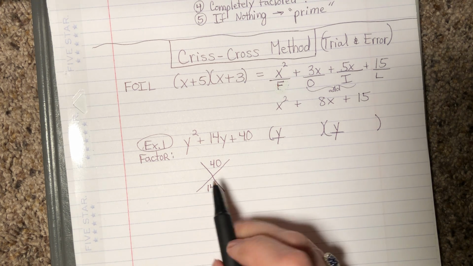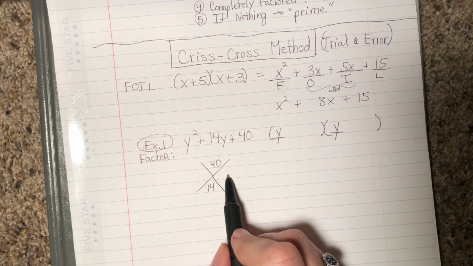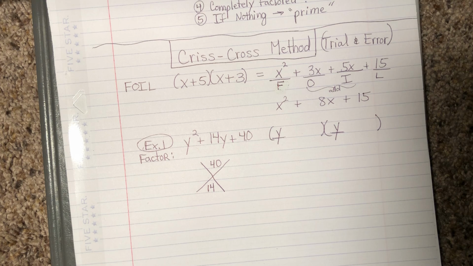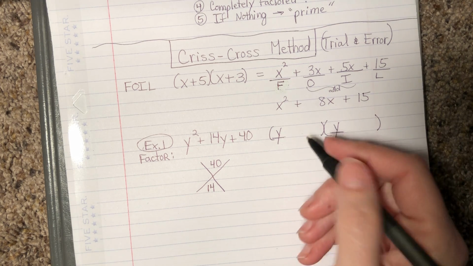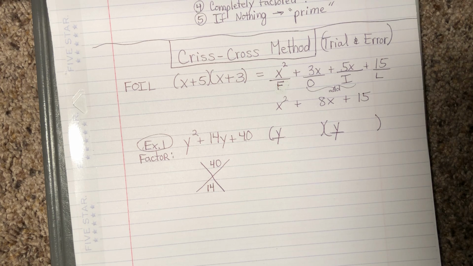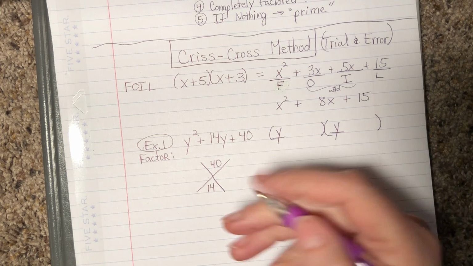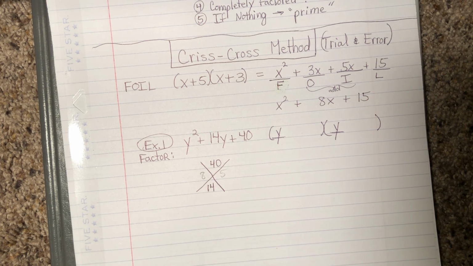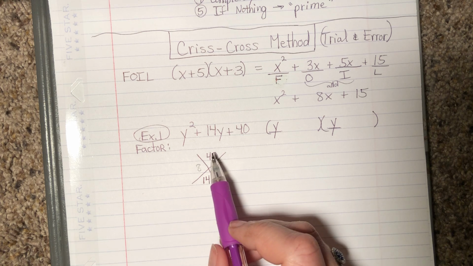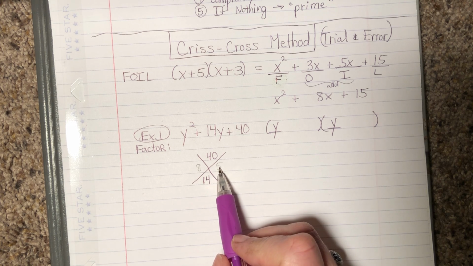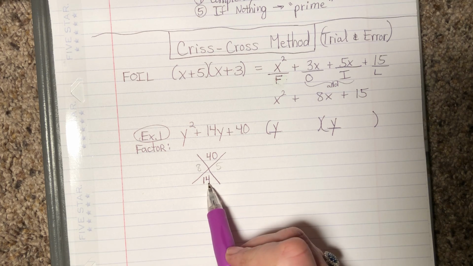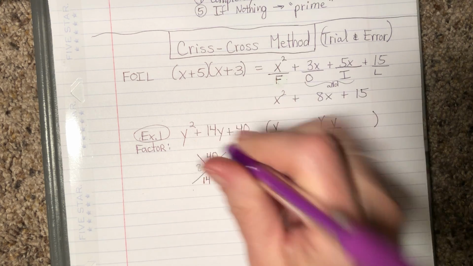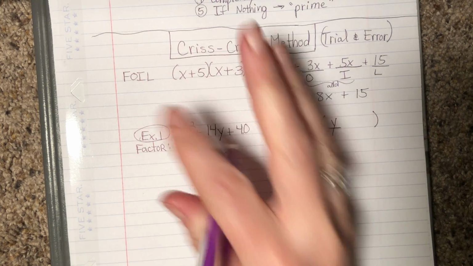Now, what you want to do, these two numbers have to multiply to 40, but these two numbers also have to add to 14. So, if I think about, let me get a pencil. Let's say I tried 8 times 5. Well, 8 times 5 multiplies to 40, but 8 plus 5 adds to 13 and not 14. So those don't work, right? That's why it's called trial and error. You're trying different things, making mistakes, and trying new things.